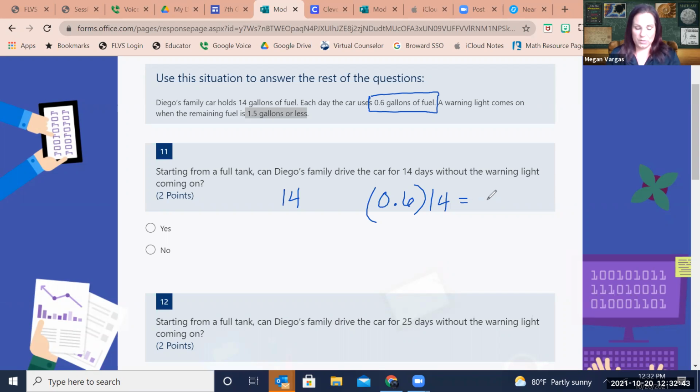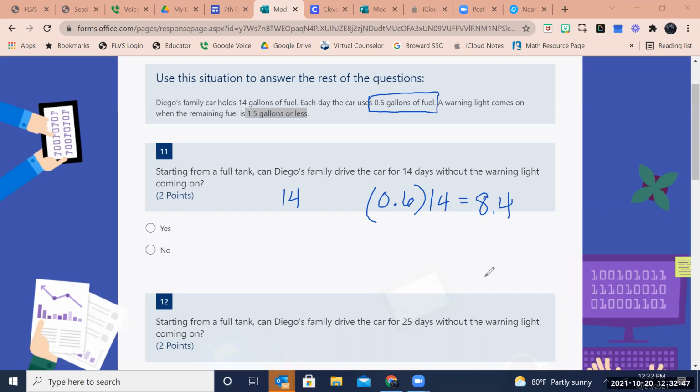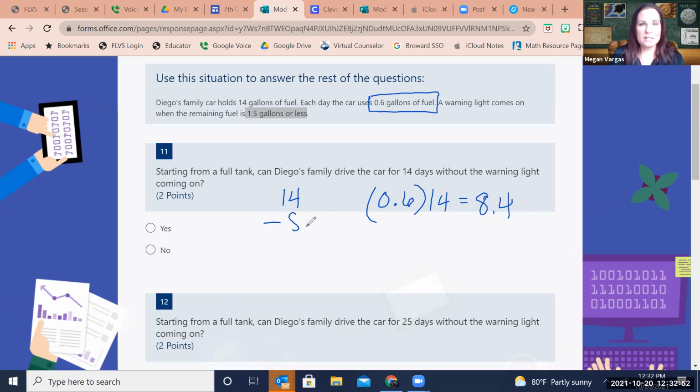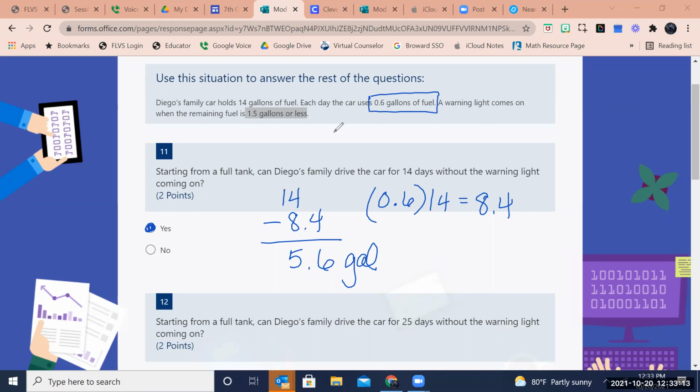0.6 times 14 is 8.4. Sorry, 8.4. So if I do 14 minus 8.4, you will still have 5.6 gallons left. Yeah, good. Thank you, Christian. Which means no, the light won't come on, right? So can they drive that far without the warning light coming on? Yeah. All right.